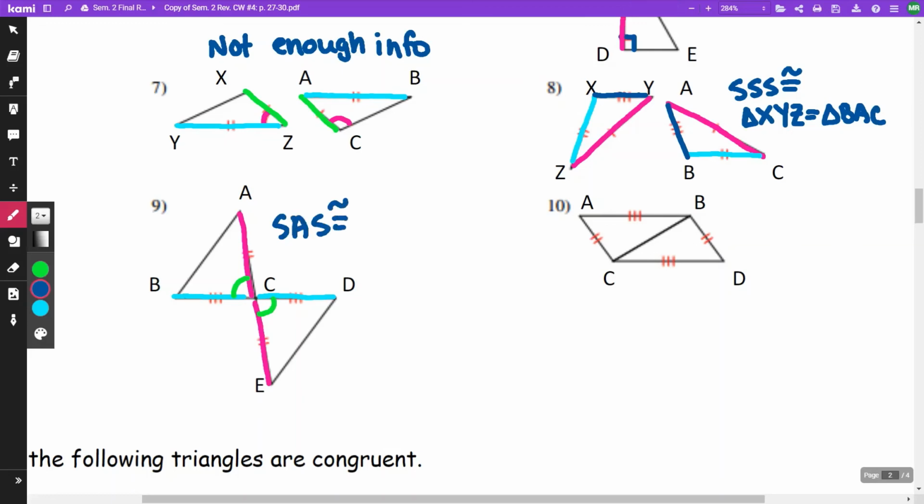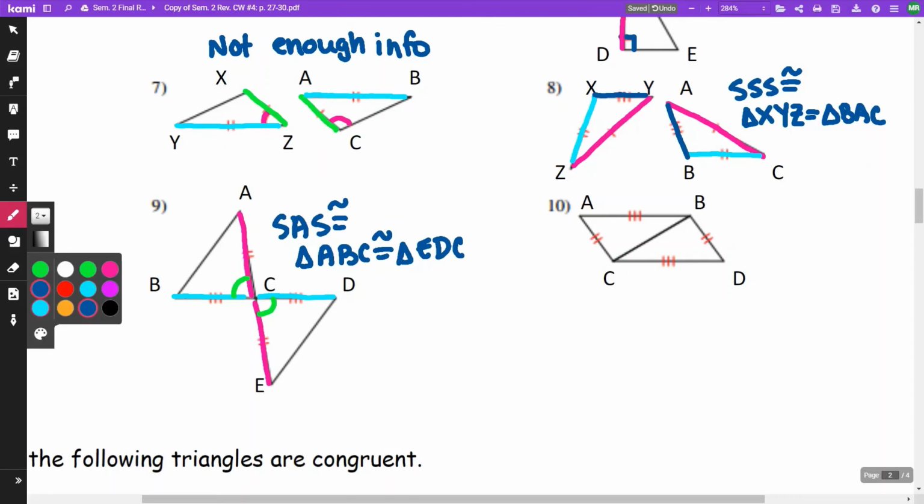And let's say I call this first triangle, triangle ABC. My A is going to correspond with my E. My B is going to correspond with D, and then C with C.